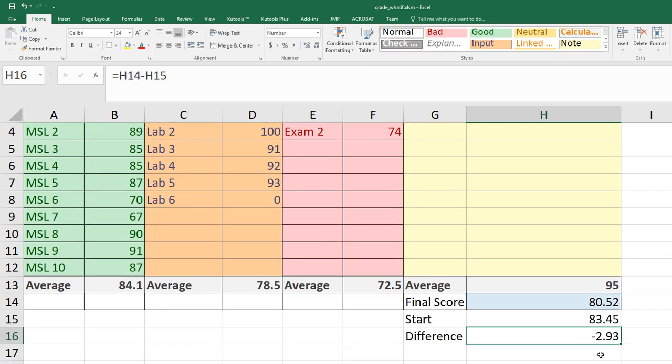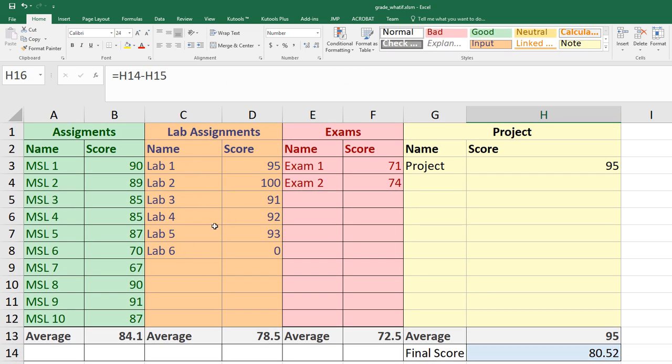and down, nearly 3 points. And that's because there were only 6 of these, so each one matters more. Okay, so the right answer there was 2.93 points.